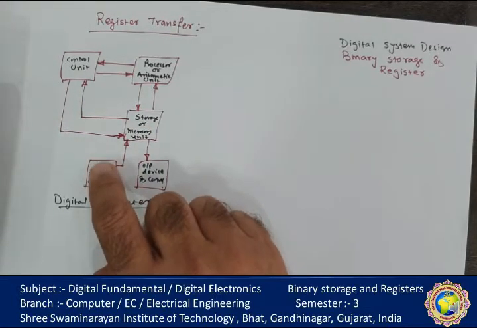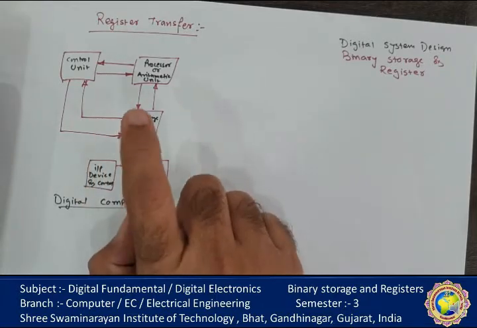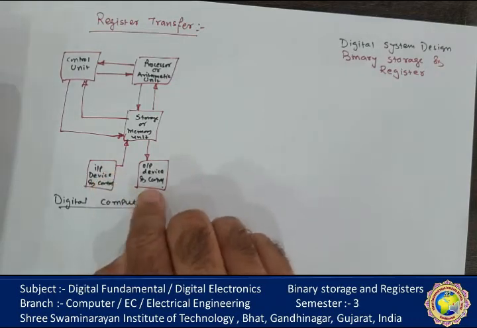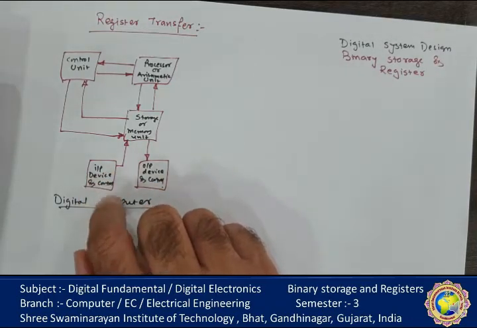Here there is a control unit. It temporarily stores the data and then transfers it to the particular memory unit, so it is known as a control unit. Input and output devices both have their own control unit.